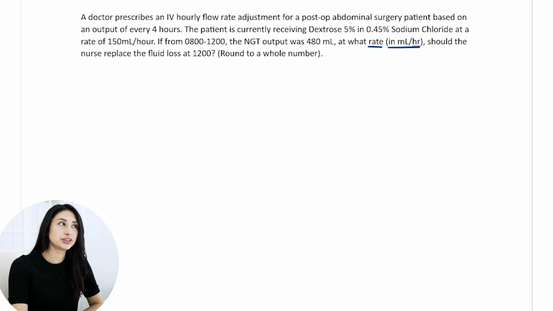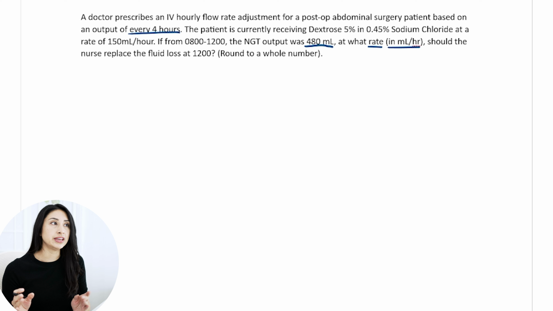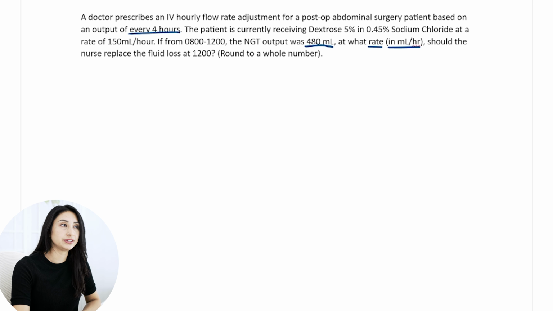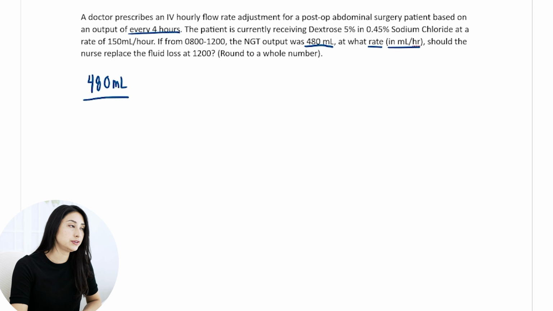span. So when we look at this question, my patient has lost 480 milliliters, and my doctor says that I have to replace this every 4 hours. Essentially, if I go by that milliliter per milliliter over that same time span, I know that over the next 4 hours, I have to give 480 milliliters. So what I am going to do first is figure out how many milliliters per hour that means. So 480 milliliters divided by 4 hours, and that gives me 120 milliliters per hour.